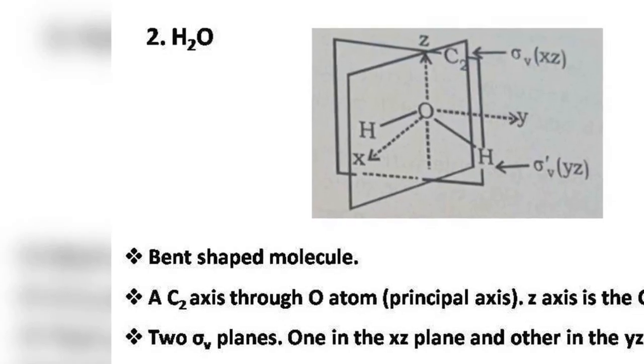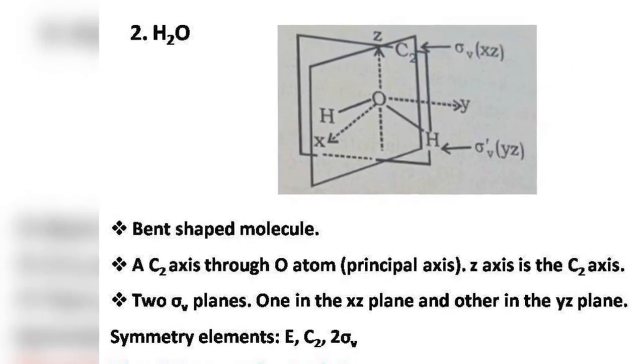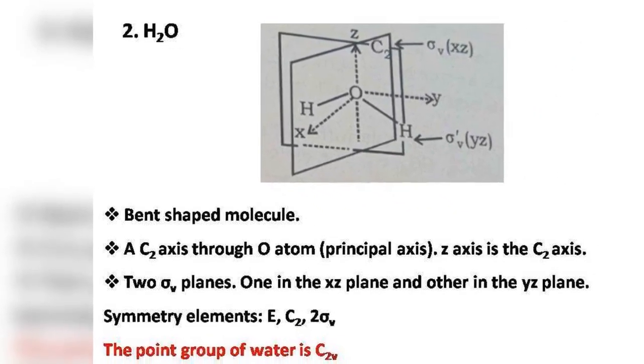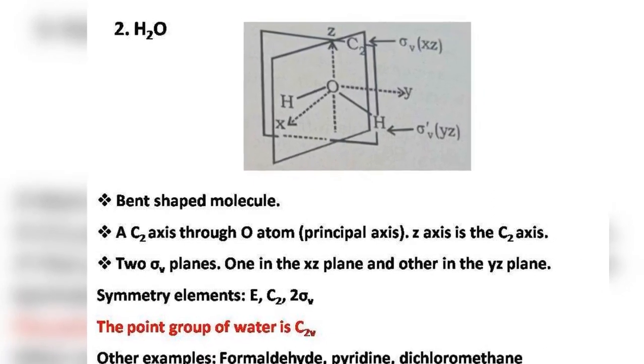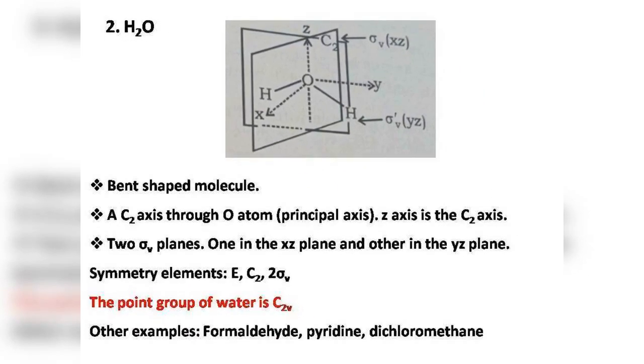Consider water. The structure is bent shaped, otherwise V shaped. It is given in the picture. What are the symmetry elements? A C2 axis passing through the oxygen atom. This is the principal axis. The z axis is the C2 axis.